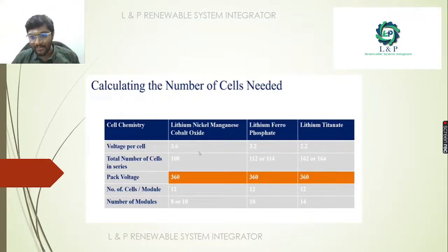In the same example, for the lithium iron phosphate battery, if you know the individual voltage per cell and the pack voltage is 360, then 360 divided by 3.2 means we need around 112 to 114 total cells in series. If it is coming in point values, no issue. Always try to take a whole number, either even or odd. For lithium titanate also, 360 divided by 2.2 might be 162. If it comes in decimals, keep the cells in either even or odd numbers.